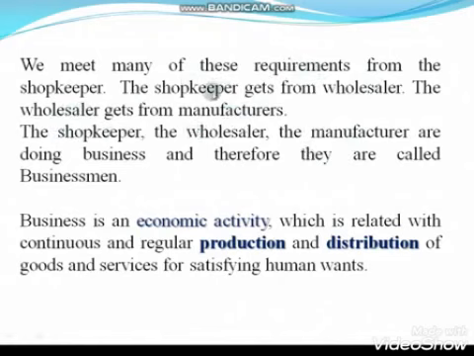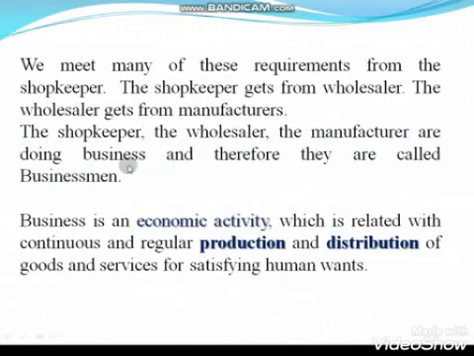This is like a cycle. Okay, the shopkeeper, the wholesaler, the manufacturer are doing business, and therefore they are called businessmen because they are busy in their work. They are doing the business. Already we understood busy means busy. Business means being busy. That's why they are in their work. So they are called businessmen.